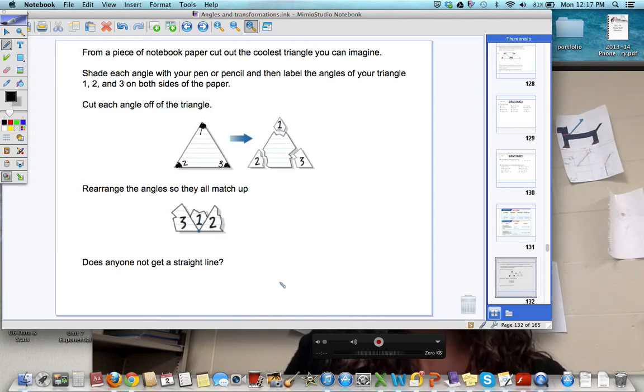Does anyone not get a straight line? Everyone should get a straight line. You can pause this wherever you need to. Make sure that everyone's up to here. Everyone's getting a straight line. Walk around and check.